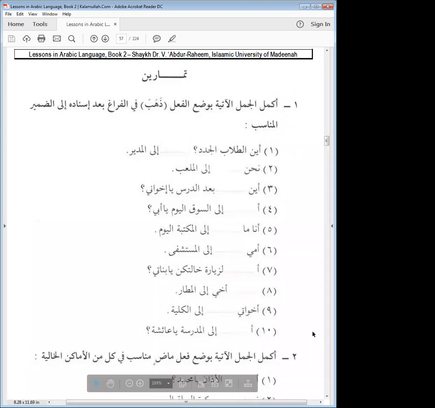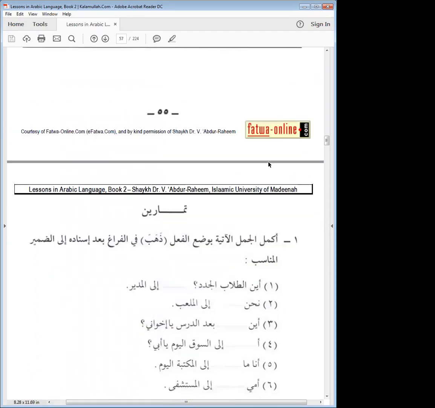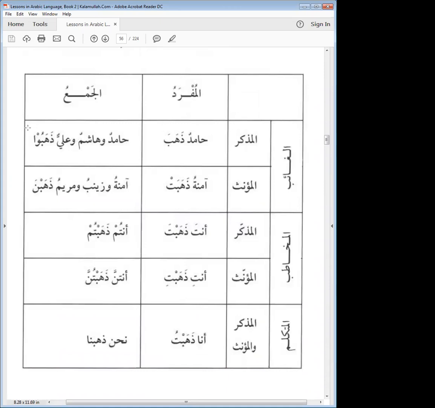So we have here the first one, أين الطلاب الجدد. Where are the new students? Pay attention here. It is students, plural, and it's masculine students. So the answer would be ذهبوا إلى المدير. They went to the principal. We're using the conjugation ذهبوا, which is the top left-hand corner of the table. This is for masculine, third person, plural.